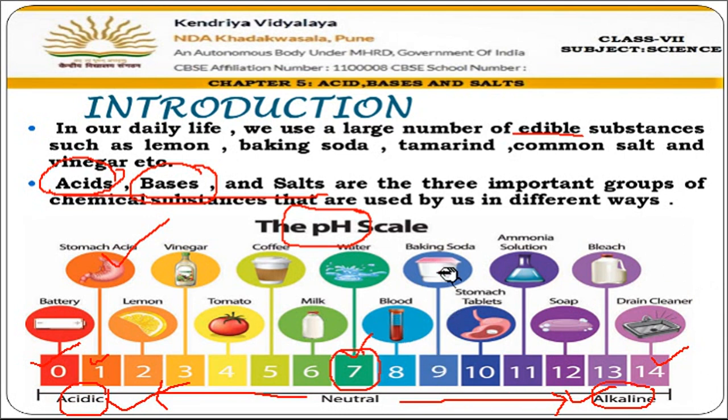Baking soda is a base. Our blood, human blood, is also slightly basic in nature. Then soap is a base which we use for washing clothes and for bathing. Bleaching agents which we use are also basic in nature. Then drain cleaners, some powders which are used to clean the drains, are also basic in nature. So we can divide all these substances into two main categories: acids and bases.